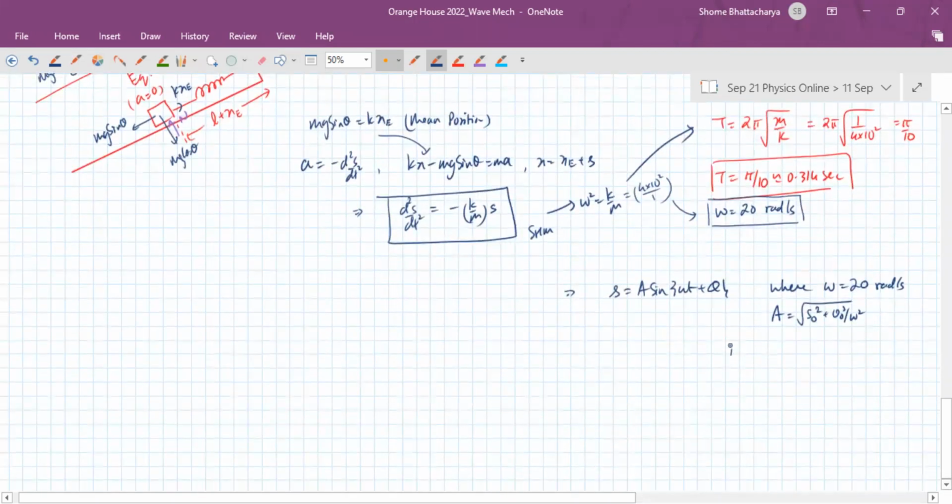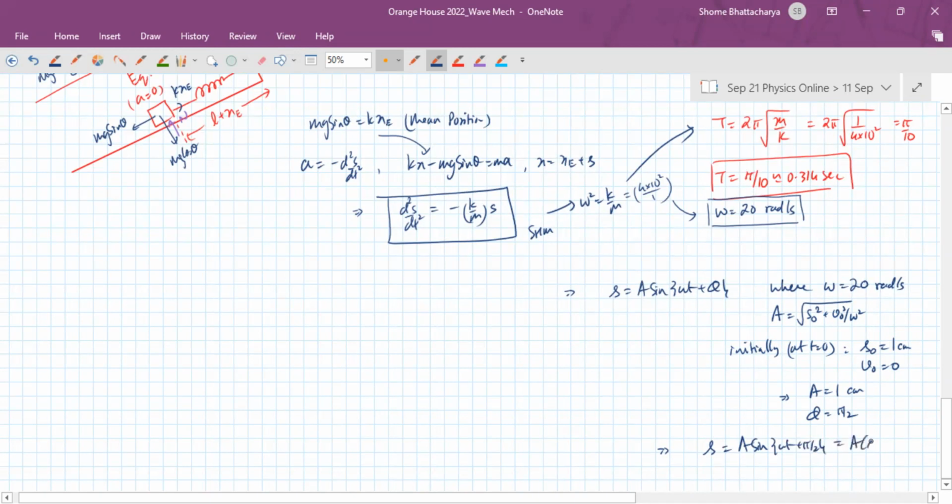So initially, at t equal to 0, we are giving it a displacement of 1 centimeter below the equilibrium point and releasing it from rest. That's how we can see that the amplitude will be equal to 1 centimeter. And the phase constant in this case will come out to be pi by 2. So our equation of SHM will actually be like this, where A is 1 centimeter and omega is 20 radians per second.